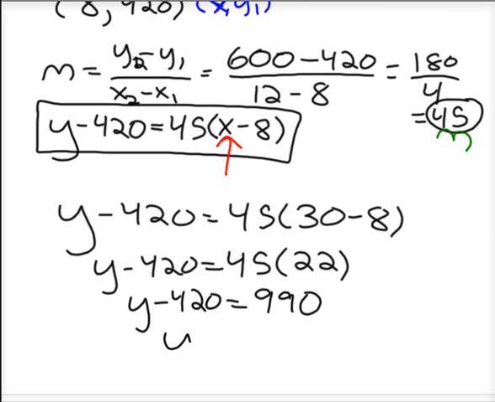So final step, I want to know how much he makes. I'm going to add 420 to both sides. He's going to make $1,410.